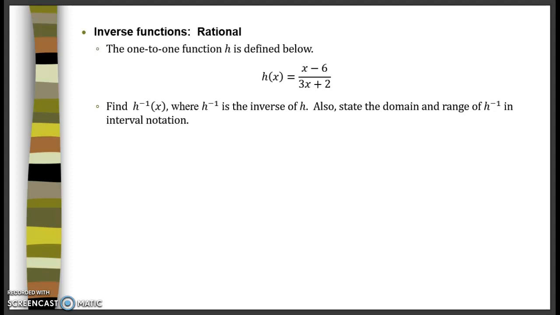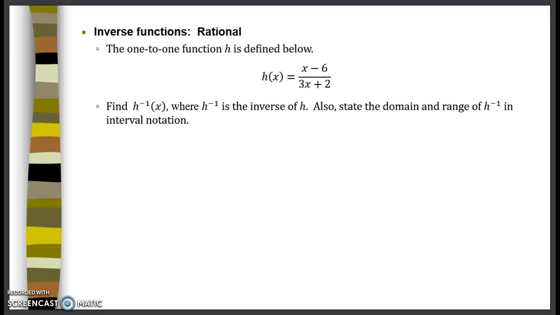Everybody. In this video we're going to talk about inverse functions, rational. So we're given a one-to-one function, h of x equals x minus 6 over 3x plus 2. We recognize that as a rational function. We learned how to graph those before. We're asked to find h inverse of x. And we know because it's one-to-one that it has an inverse. And then we want to state the domain and range of h inverse in interval notation.